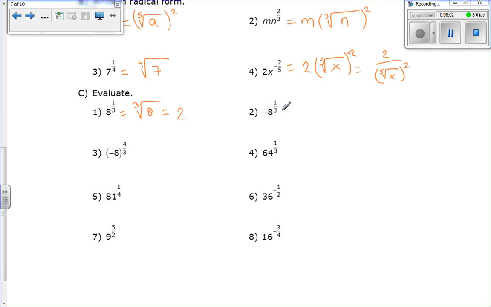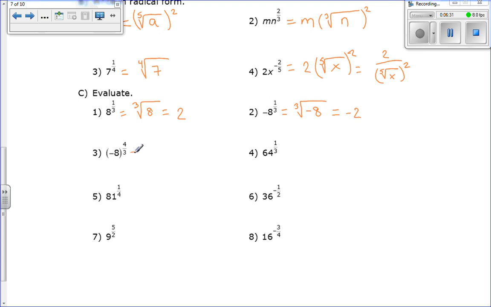For number 2, very similar problem, except this time I have negative 8. So I have the cube root of negative 8. And this time, I have to ask myself what times itself 3 times gives me negative 8. Well, negative 2 times negative 2 gives me positive 4, and another negative 2, which gives me negative 8. So my answer is negative 2.